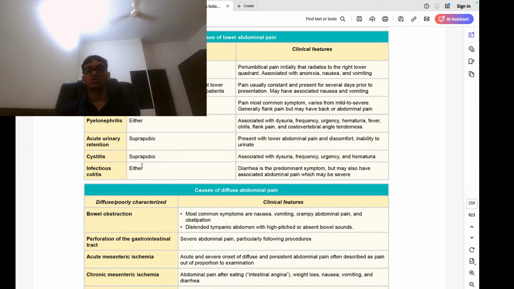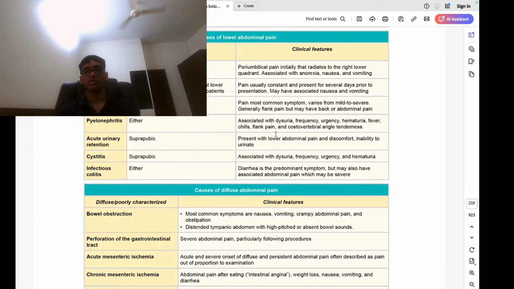So appendicitis: one presentation is periumbilical pain migrating to the right lower abdomen, associated with anorexia, nausea, and vomiting. Diverticulitis is constant and present for several days prior to presentation, associated with nausea and vomiting. Nephrolithiasis: pain is the most common symptom, mild to severe, generally flank pain, but may have back or abdominal pain.